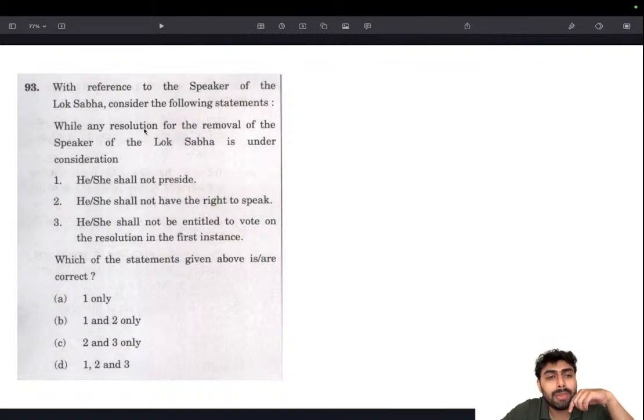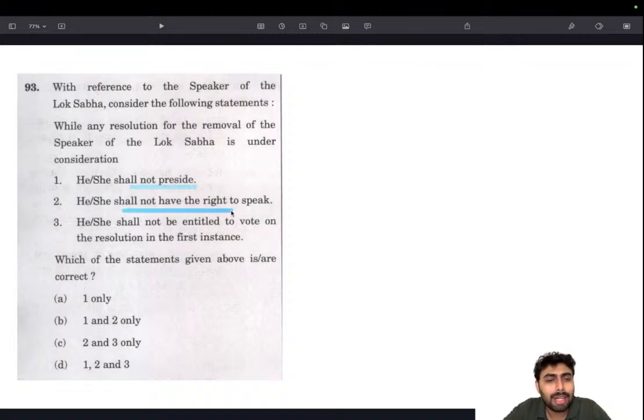With reference to Speaker of the Lok Sabha, consider the following statements. While resolution of removal of the Speaker of the Lok Sabha is under consideration, he or she shall not preside. Makes perfect sense. If the person is accused, he cannot be the judge of his own case. Not that the speaker is the one deciding, but he cannot be the one conducting the presiding procedures. This goes against the principle of natural justice. Basic thing. This is what natural justice is. So shall not preside, yeah, that's true.